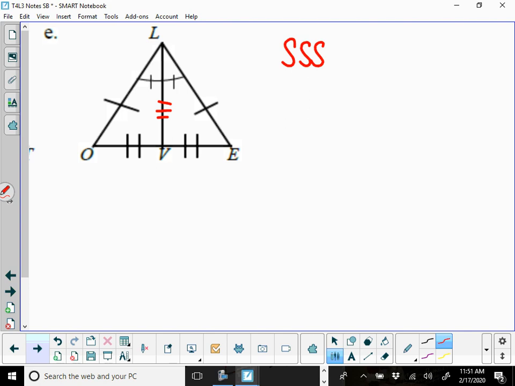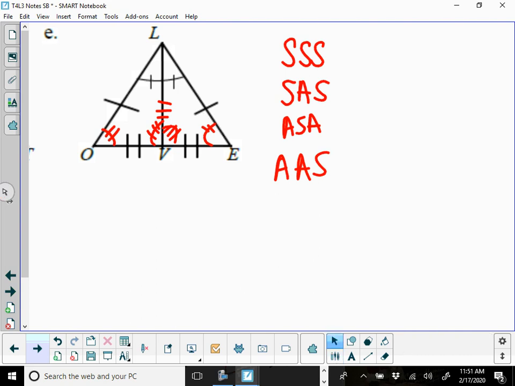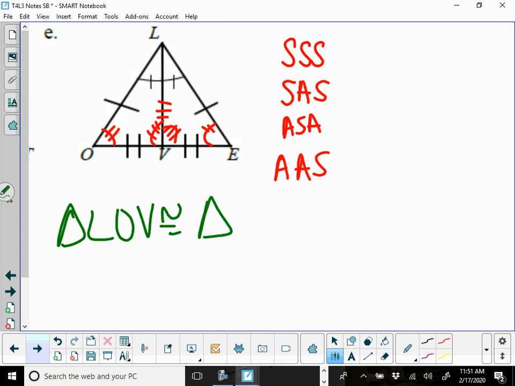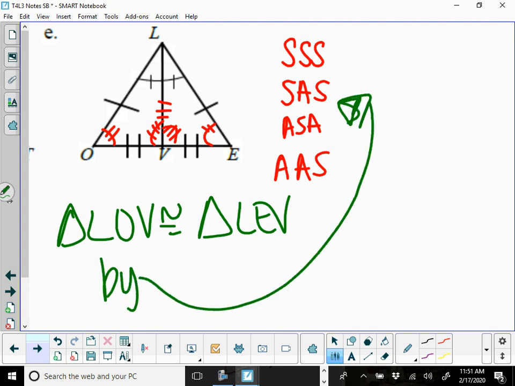Okay, so I've got side, side, side. Well, if the sides are congruent, the angles opposite them are also congruent. So I could even have side, angle, side. I could have angle, side, angle. Or I could have angle, angle, side, because everything in this triangle was congruent. So you can label it any way you want to. Triangle LOV would be congruent to triangle LEV. And you could use any of these. You don't have to use all of them.